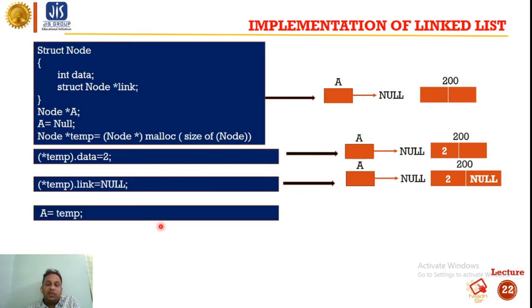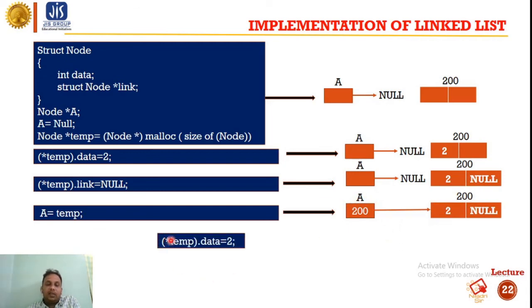Next one, a equals to temp. That means a will store the address of this node. So a will store 200. A equals to temp means a will store the address of this node, so a will be 200.